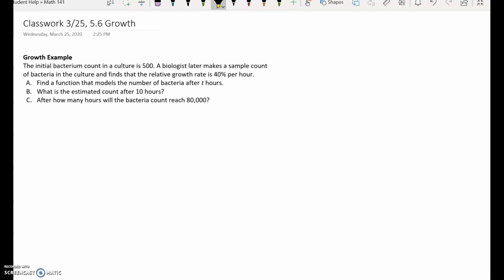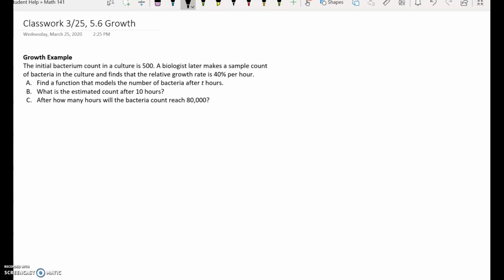For this example, I have typed up the word problem for you. We're starting with a culture of 500 bacterium, and we're able to determine that the growth rate is 40% per hour. So the first thing we're going to do is come up with a function that we can use to answer the other 2 questions.